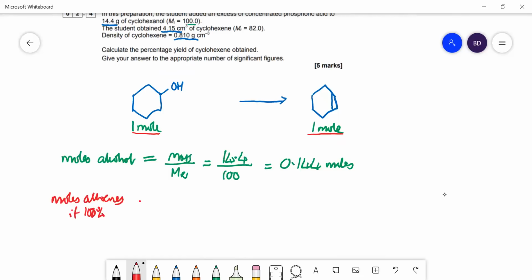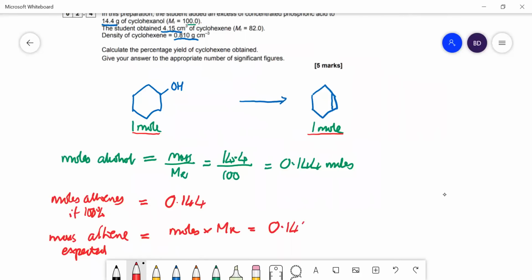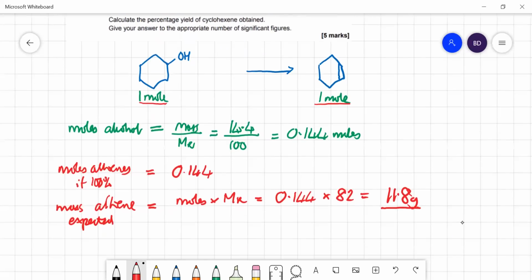If 100% yield, 0.144. So let's work out the mass of the alkene if it's a 100% yield. I'll call that mass of alkene expected. That's equal to moles times by the MR. Of course, 0.144 multiplied by 82, which is the MR of the cyclohexene, gives us 11.8 grams. So that's our expected mass of cyclohexene. Let's see what mass of cyclohexene we actually get.